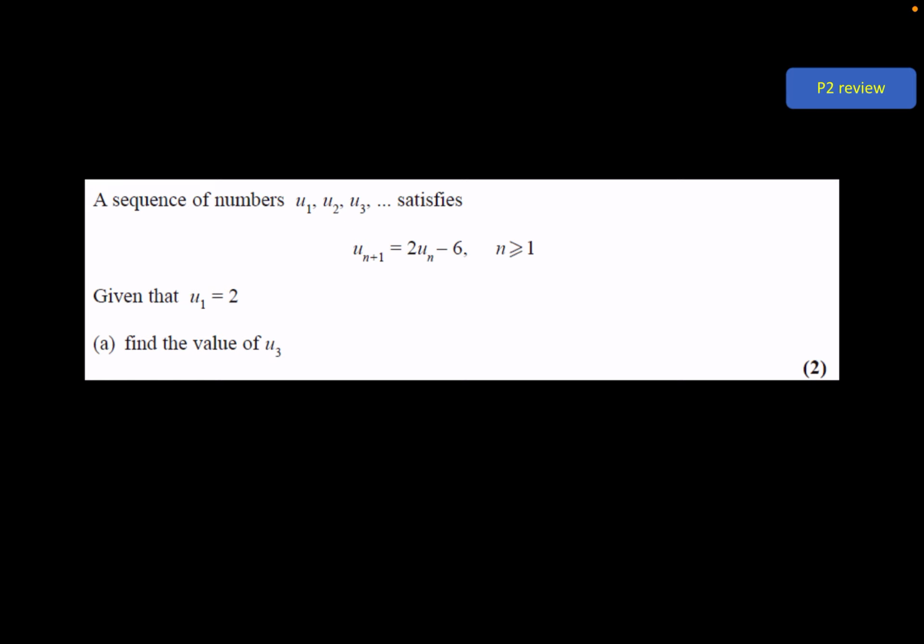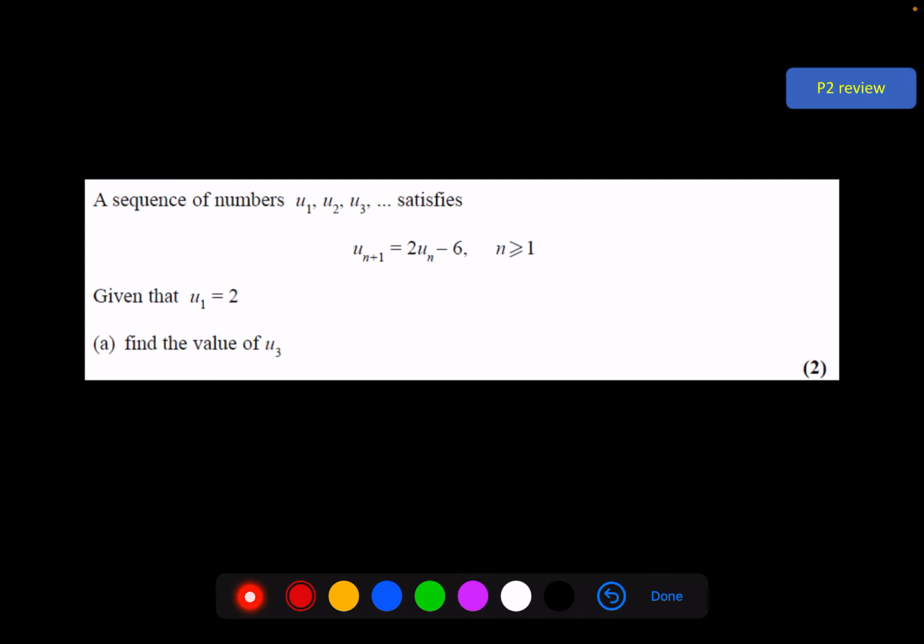Hello, and welcome to the final video of the P2 chapter Sequences and Series. On the screen is another exam question to start us off. This is reviewing recurrence relations. Pause the video now if you've got time to do this, and I'm going to go through the answers now.